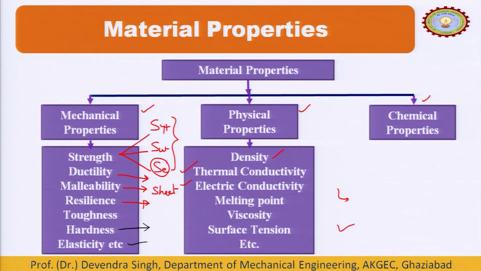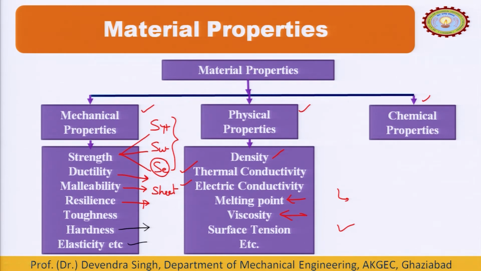Melting point, for example, if we want to make some product through casting, the melting point should be low. But on the other side, if we are designing something which is subjected to high temperature and we don't want it to melt or be affected by the high temperature, then the melting point in that case must be high. So on this basis the designer will select the material, based on its melting point. Viscosity is another physical property.